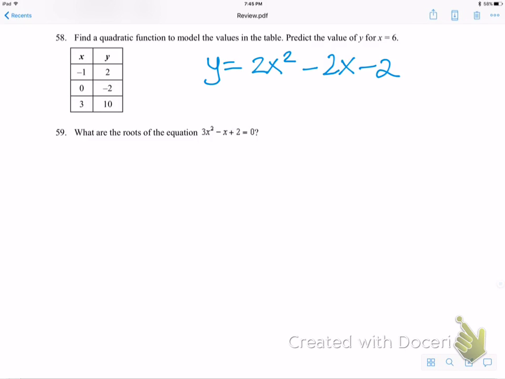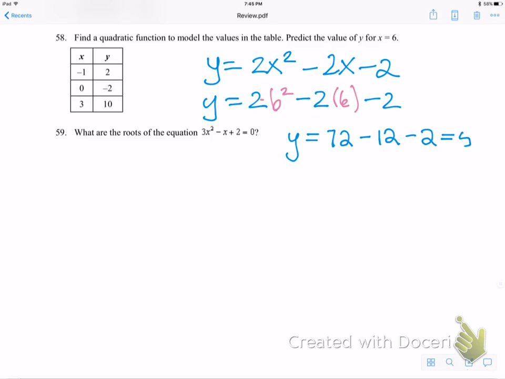Now to determine what the value of y is if x equals 6, you can substitute 6 into this equation every time you see an x. Or you can go to your calculator and look at the table. Since we did the Vars, Y-Vars step, we'll be able to see those values in our table. So I can simplify this now to y equals 2 times 36, which is 72, minus 12 minus 2. And that gives me 58. So 58 is what I get for y if x equals 6, and my quadratic function that models this data is y equals 2x squared minus 2x minus 2.